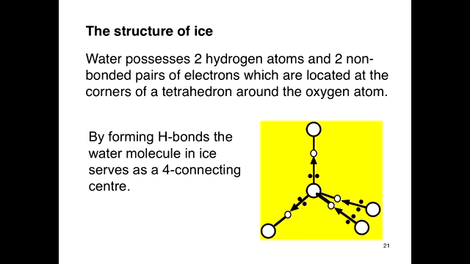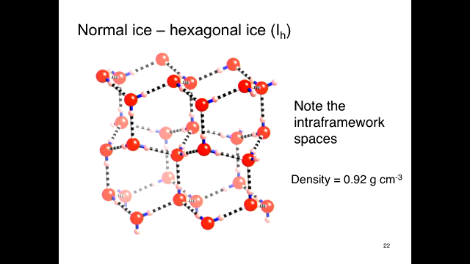Because it can act as a double hydrogen bond donor, double hydrogen bond acceptor, it often behaves as a tetrahedral connector. And we can see that in the structure of ice. So here's part of the structure of ice, and we can see we've got these relatively large cavities here. Because of that open type structure, its density is less than the density of liquid water. So liquid water's got a density of 1 gram per centimetre cubed. This is 0.92 grams per centimetre cubed.